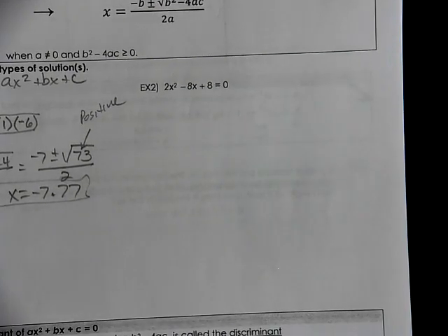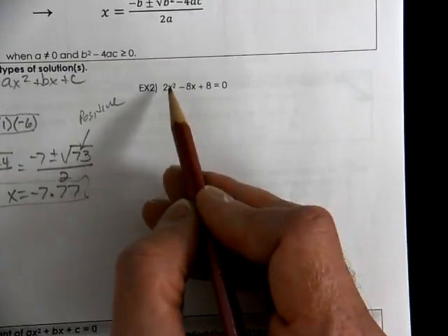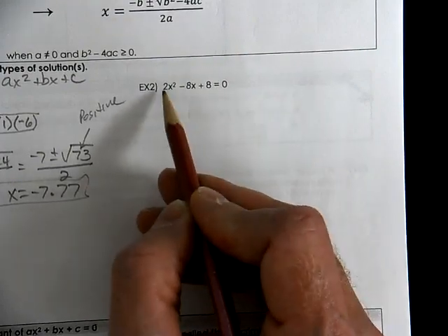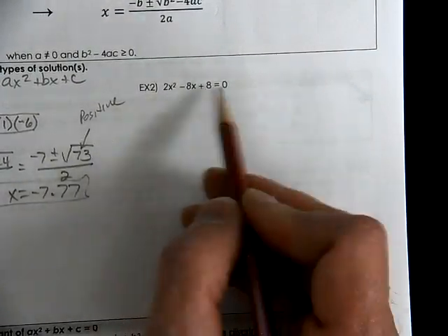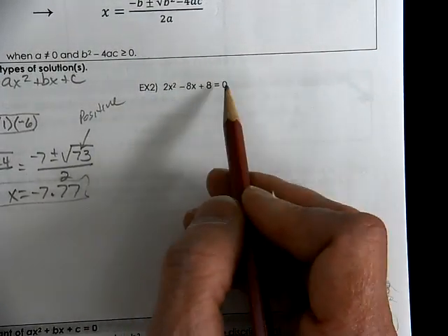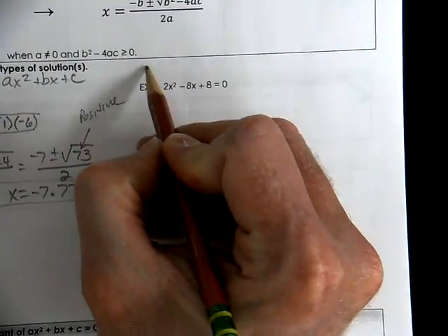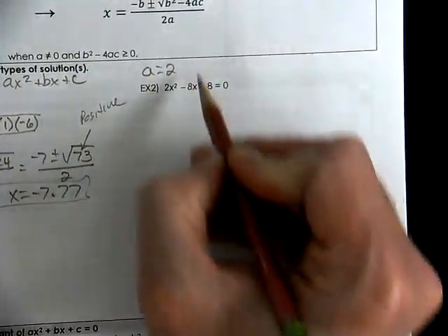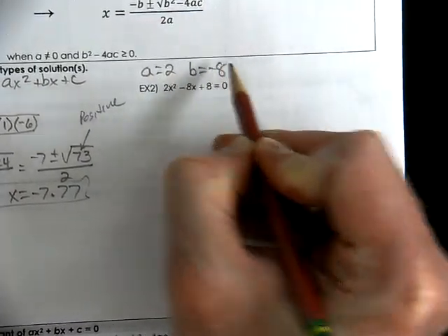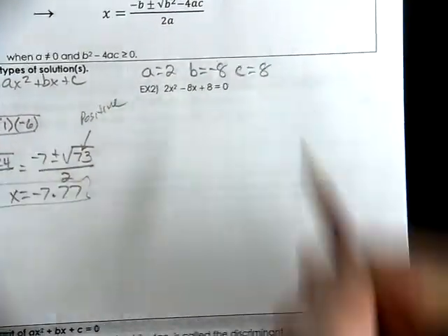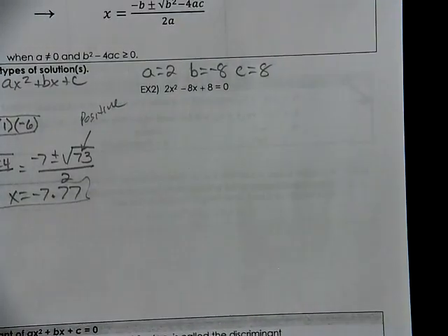So for our next example, you might notice that they're all even, and you can divide this by 2. Factor out the 2, divide by the 2, get rid of the 2. That's just fine. But most of you might just say, hey, a is 2, b is negative 8, c is 8, and you just do it with the numbers. And that's fine with the quadratic formula. You don't have to simplify it.